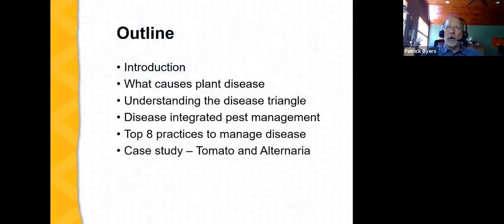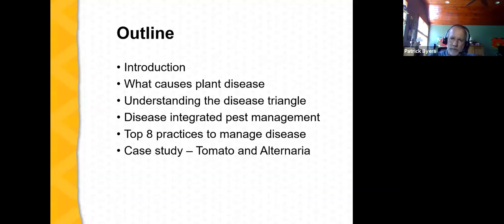So our program today on plant diseases, we'll have some introductory material initially, and then we'll talk about what actually causes plant disease. We'll spend some time looking at bacteria, fungi, viruses, mycoplasmas, and nematodes, all of which can cause plant disease. We'll spend a little time talking about the disease triangle concept, and we have a video that illustrates that in a real-world setting.